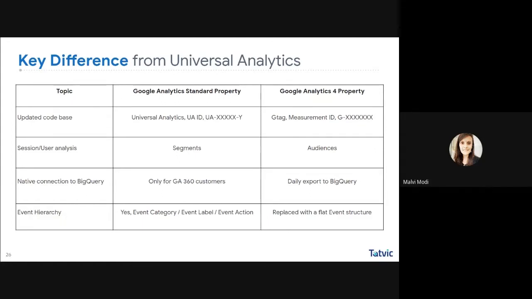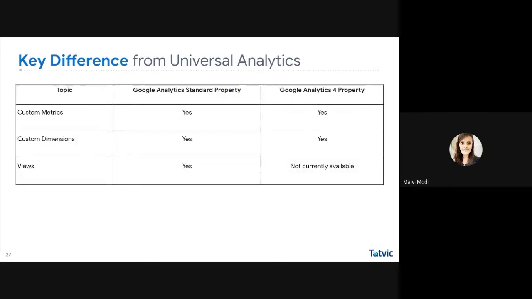When we come to session or user analysis, it used to happen with segments. Now you have to create audiences for that. We have discussed BigQuery. Native connection to BQ was only available for GA360 customers. A GA4 property has a daily export to BQ. And since everything is based on events, it has been replaced with a flat event structure. Standard properties, we know, had event category, action, and label. When coming to custom metrics and dimensions, yes, they are still available in GA4 properties, as events and views.